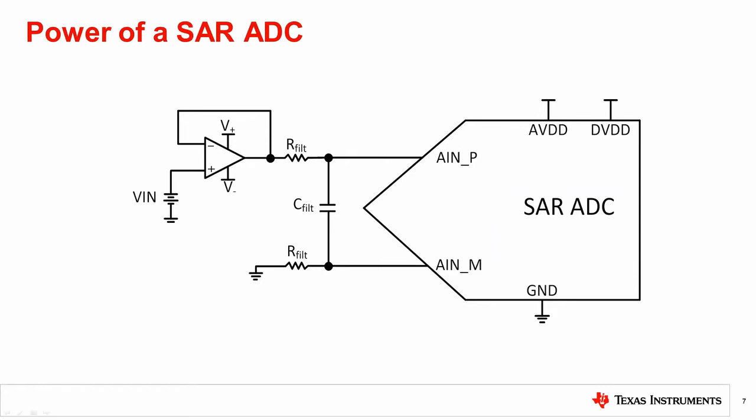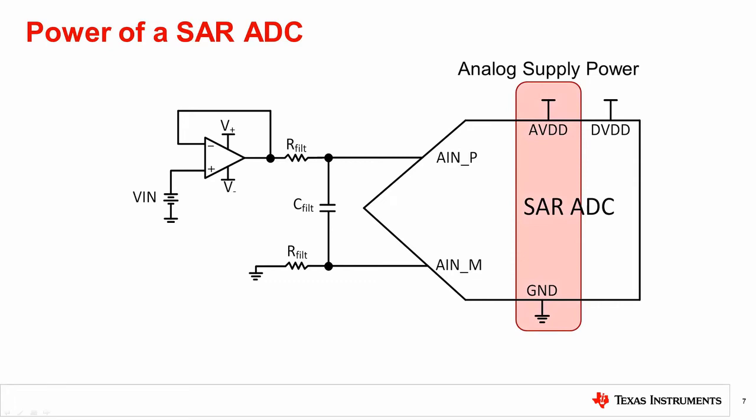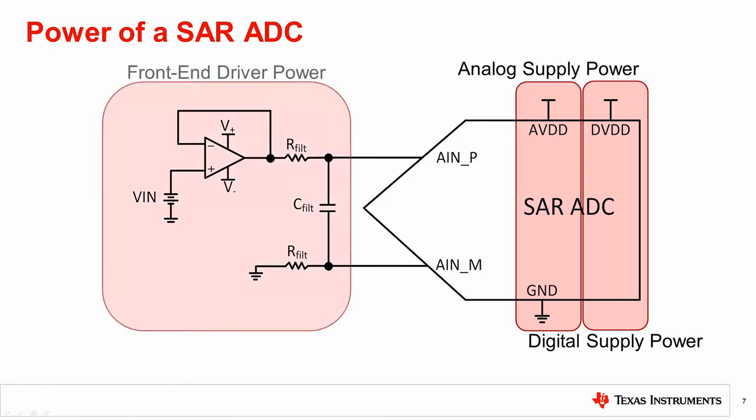There are three main contributors to the system power of a SAR ADC. First is the analog supply power, abbreviated as AVDD. Second is the digital supply power, abbreviated as DVDD. And lastly is the front-end driver power. These three power consumption contributors will be further explained in terms of how each one is used, as well as how to reduce the power consumption in a system.